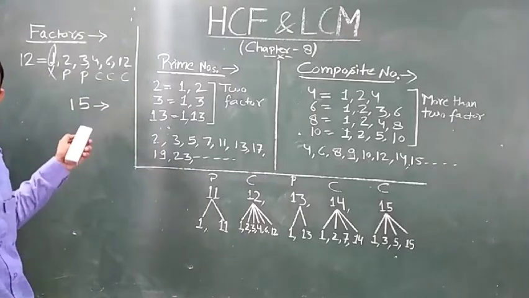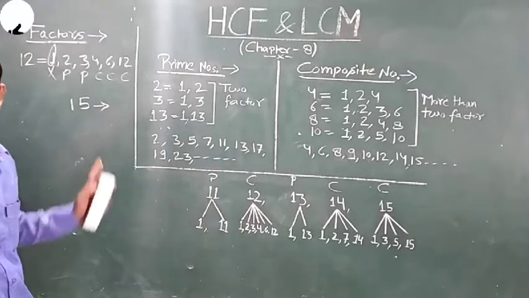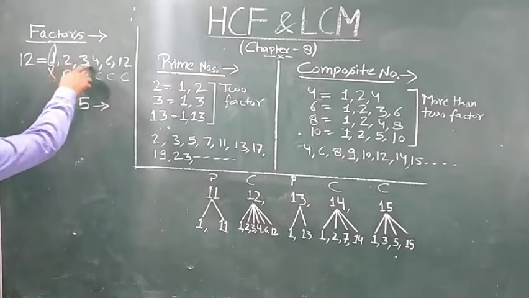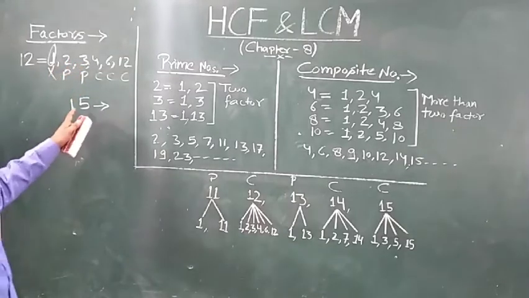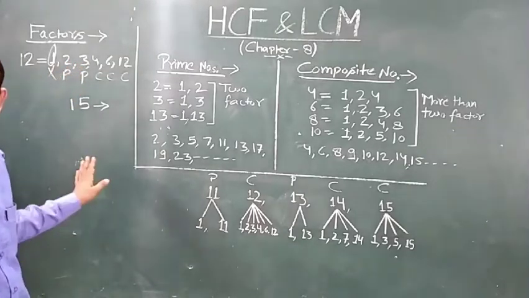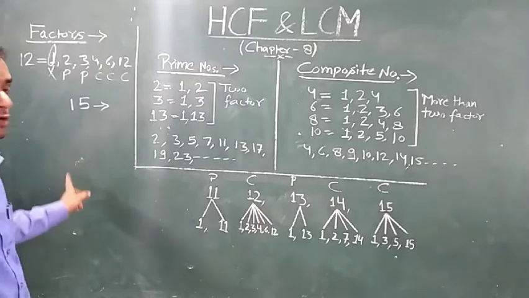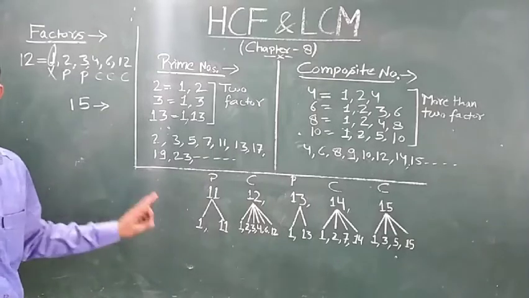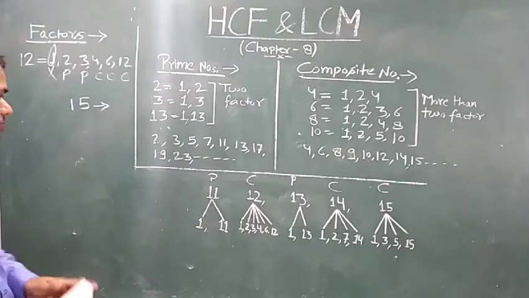In 12, you see that 2 and 3, two types of prime factors, were there. And in 16, you saw that only 2 was there. 2 into 2 into 2 means one type of prime factor was there.